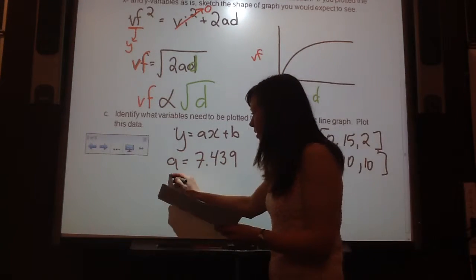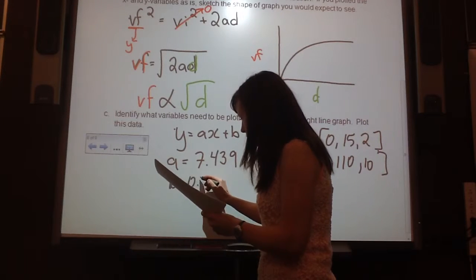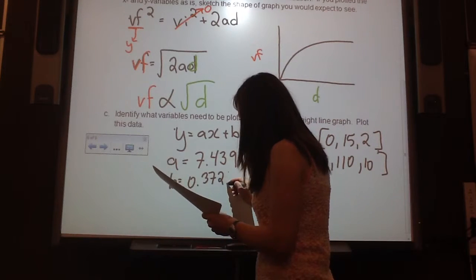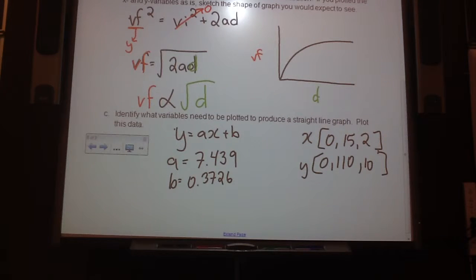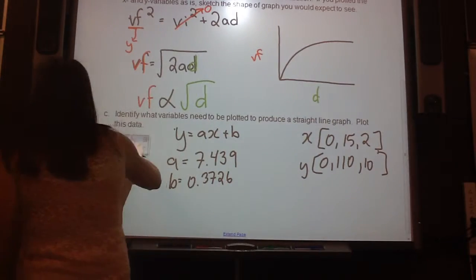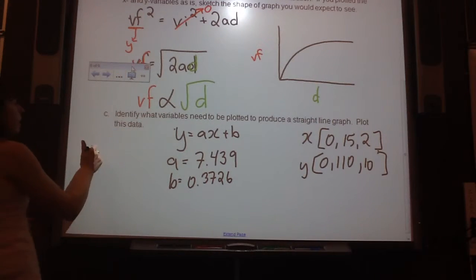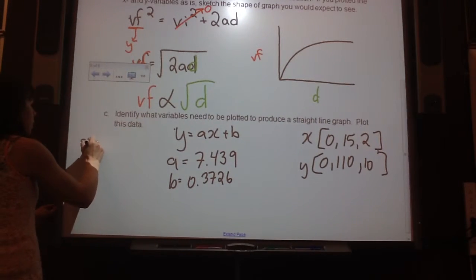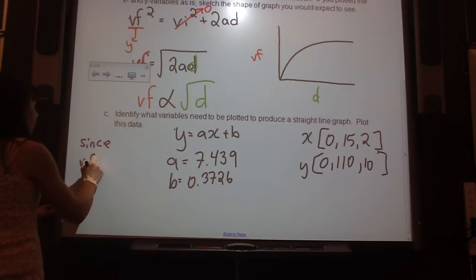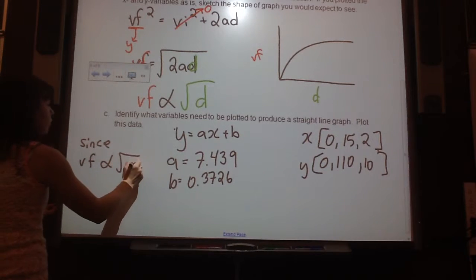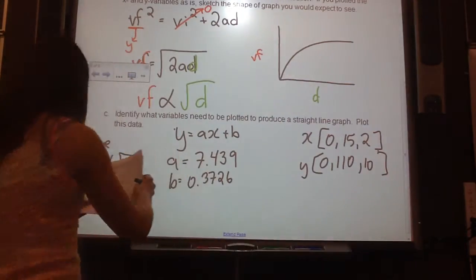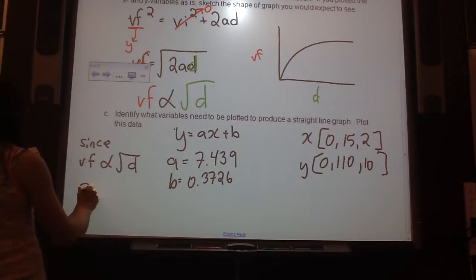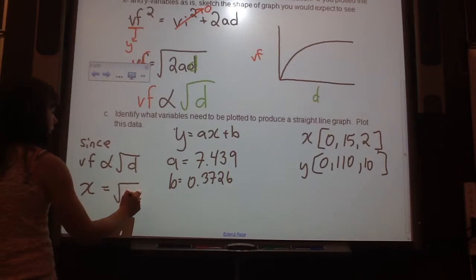And then it tells us b is equal to 0.3726. Oh, and I guess we should answer the actual question of what we did. So since VF is proportional to the square root of D, then we set x equal to the square root of D.